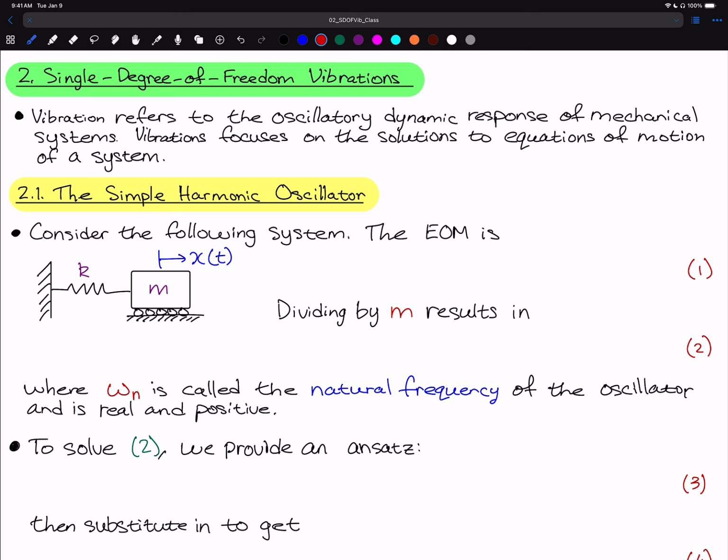But we're going to start by focusing on single degree of freedom in Chapter 2. When we go to Chapter 3, we'll deal with multi-degree of freedom, which will include 2 or 3 or more. And then we'll be dealing with what's known as modal analysis. Today, we're going to start with looking at what is called the simple harmonic oscillator.